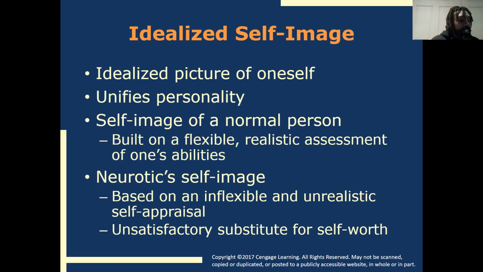The difference that I wanted to make that's important is that a regular self-image is what a normal, in air quotations, person would have, whereas the idealized self-image is more towards what a neurotic person would have. Or another way of looking at it is that a normal person would have a realistic self-image and a neurotic person would have an idealized self-image. Okay? We're going to move along.